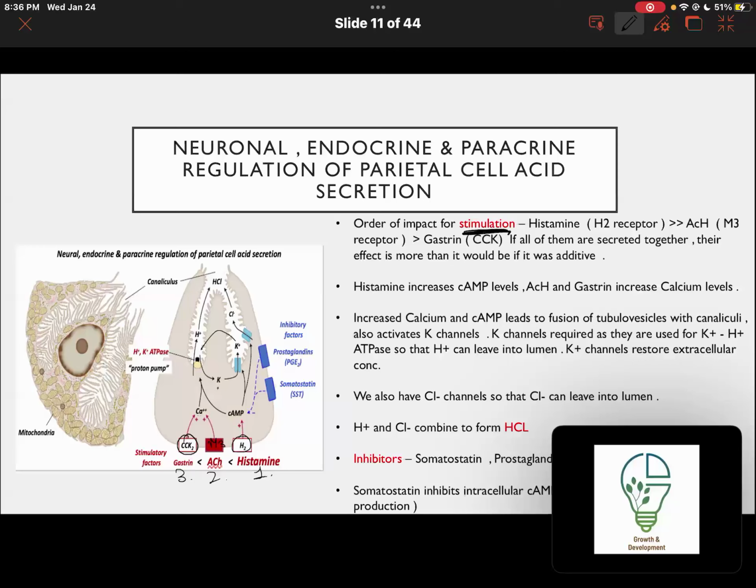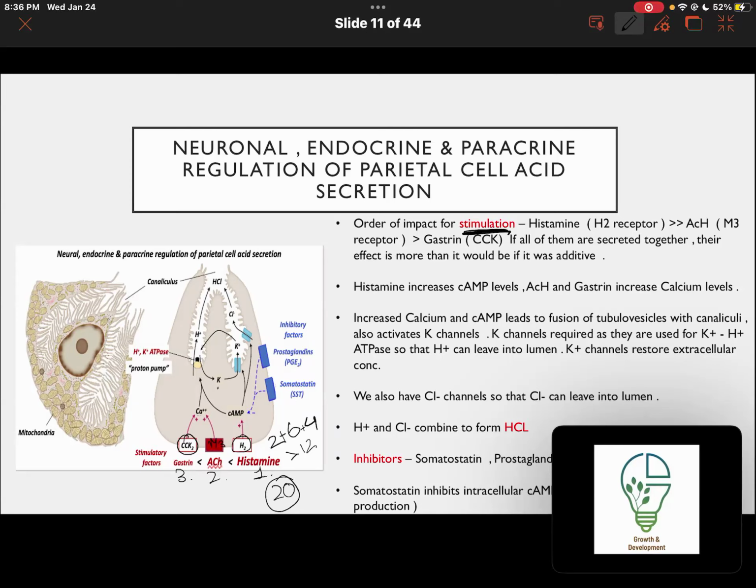Another important thing to remember is if all of them were secreted together, their effect is more than it would be if it was additive, which means if histamine was to act on H2 and have an effect, let's just say the effect was 2, and if ACH acts on M3, let's say its effect is 6, and if gastrin acts on CCK2, its effect is 4. So if all of them act together, it would be more than 2 plus 6 plus 4. So like if this is equal to 12, if they all act together, they would have an effect that's equal to 20, for example.